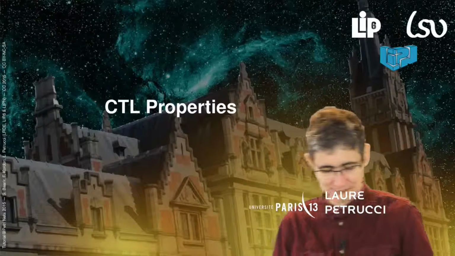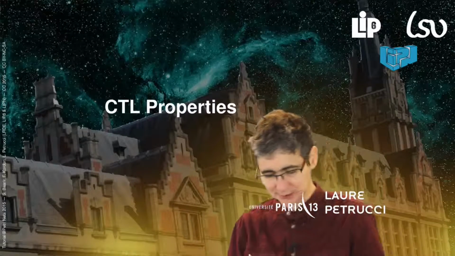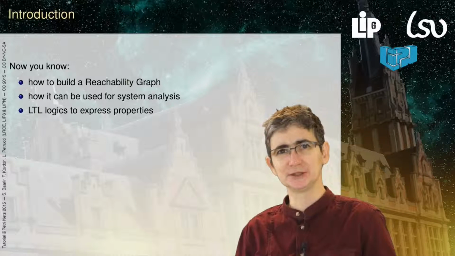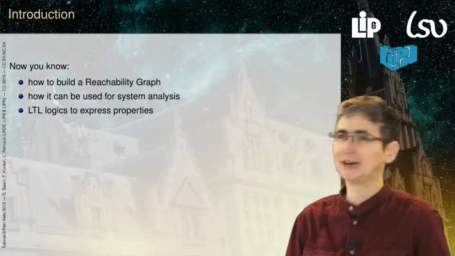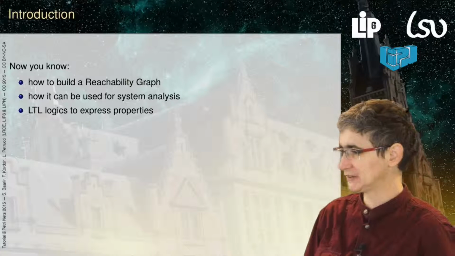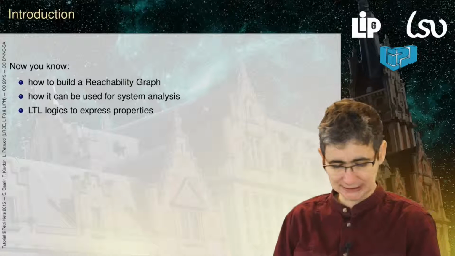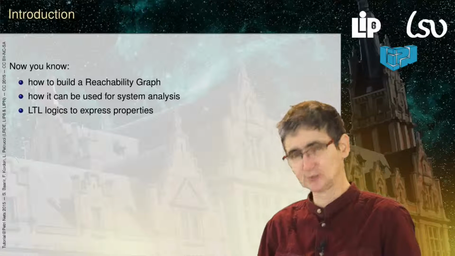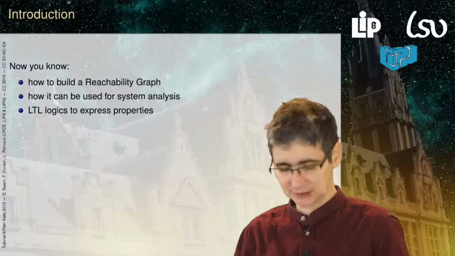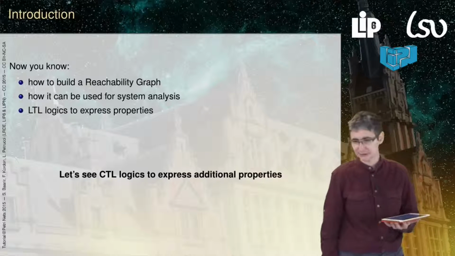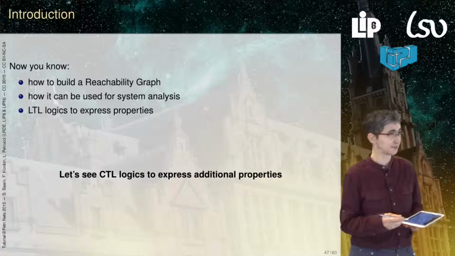This sequence will be about CTL properties. Up to now, you have seen how to build a reachability graph and how it can be used for system analysis. You've seen how to express properties in LTL logic, looking at paths, linear time. And now we'll see CTL logic to express additional properties.